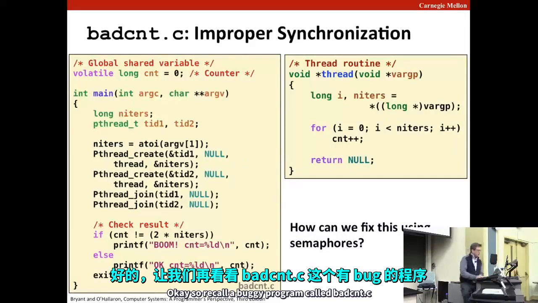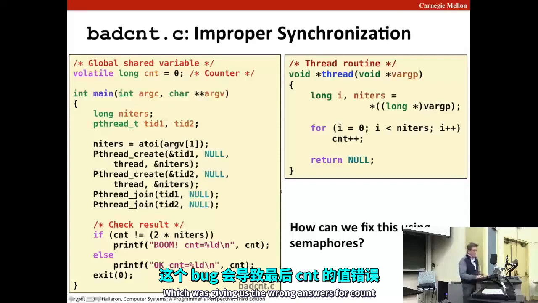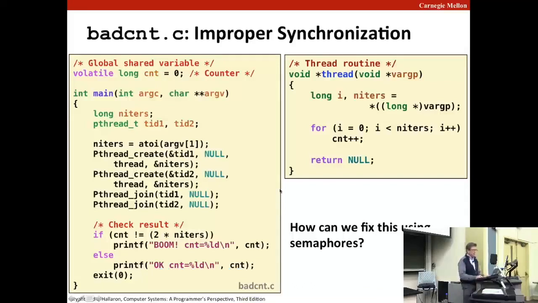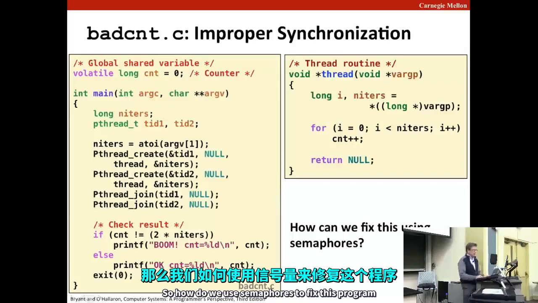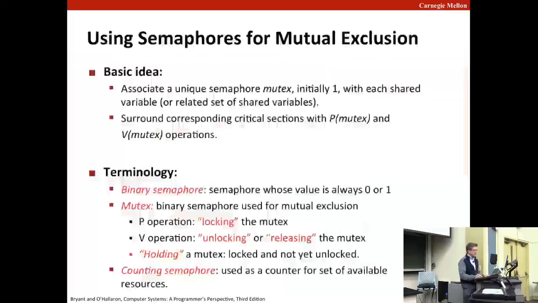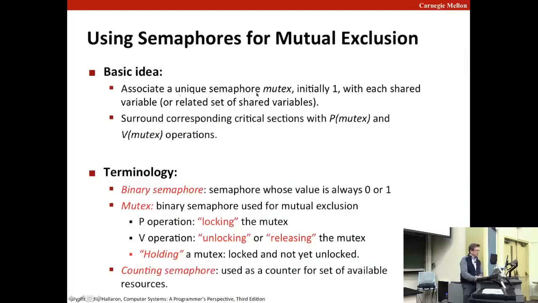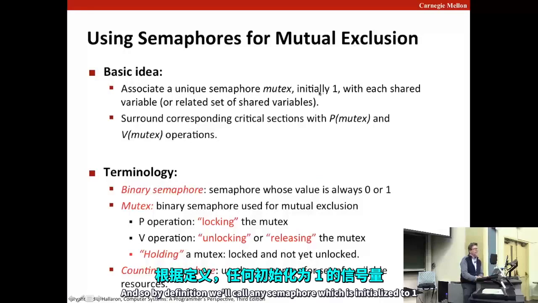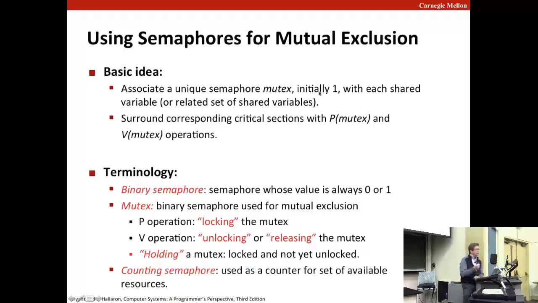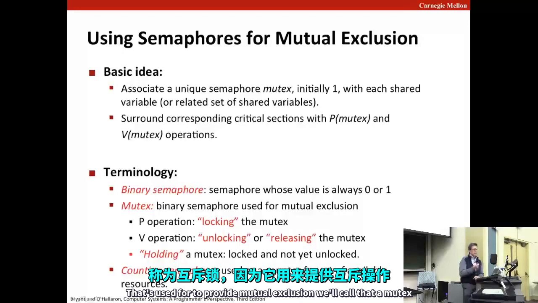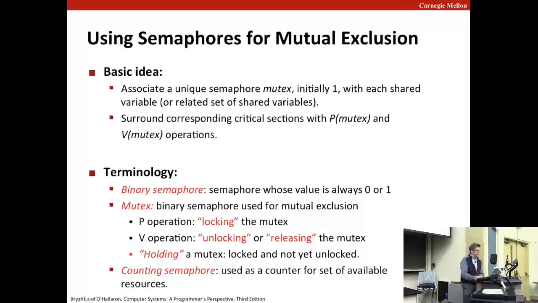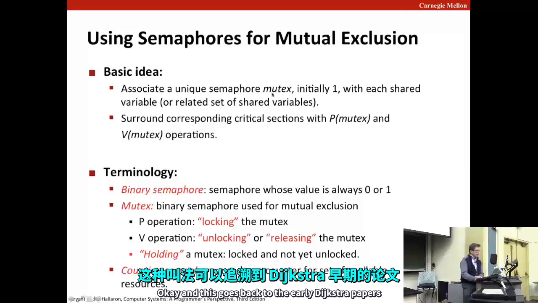Okay, so recall our buggy program called badcount.c, which was giving us the wrong answers for count. So how do we use semaphores to fix this program? The basic idea is to create a semaphore which is initialized to 1. By definition, we'll call any semaphore initialized to 1 that's used to provide mutual exclusion a mutex. And this goes back to the early Dijkstra papers.